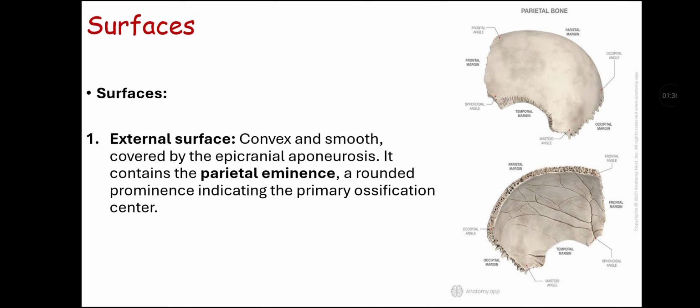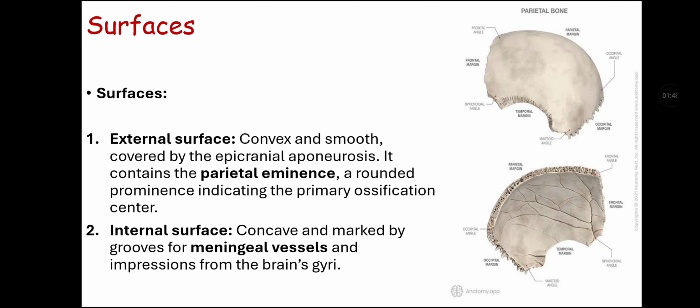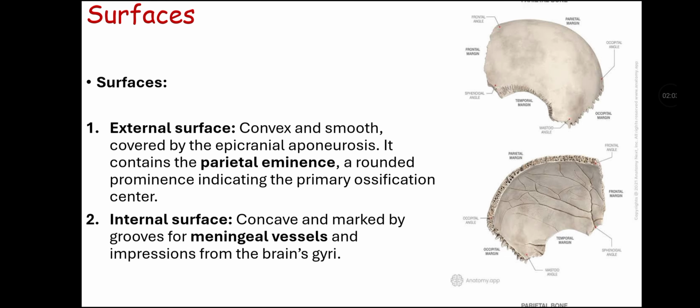It has an external surface that is convex and smooth. It is covered by the epicranial aponeurosis. It contains the parietal eminence, the rounded prominence indicating the primary ossification center. The second surface of the parietal bone is the internal surface, that is concave, as you can see here in the diagram, and it is marked by grooves for meningeal vessels and impressions from the brain gyri. As you can see here in the diagram, the impressions are clearly visible.